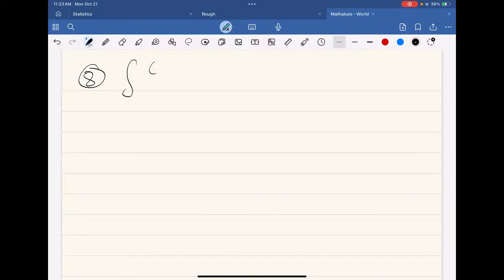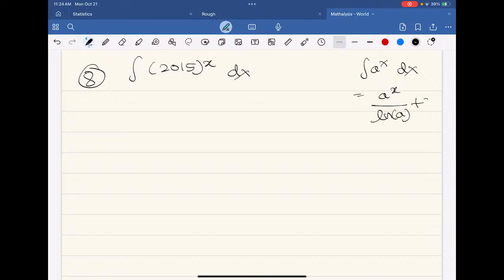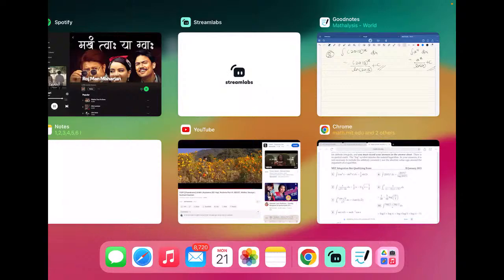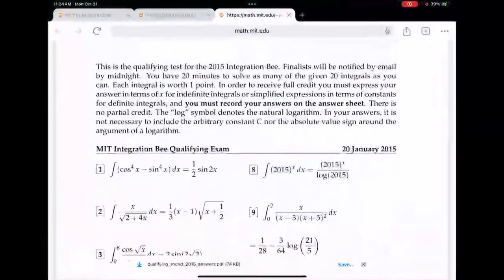So integral of 2015 to the power x dx, right? Now how do we do this one? This one is basically just based on a standard formula, that integral of a to the power x dx is just a to the power x divided by ln of a plus c, right? So let's use this formula. So that will be 2015 to the power x by ln of 2015 plus c, and that's the answer. This was too easy. Right? So 2015 to the power x by ln of 2015. Yeah. Let's go to next one.